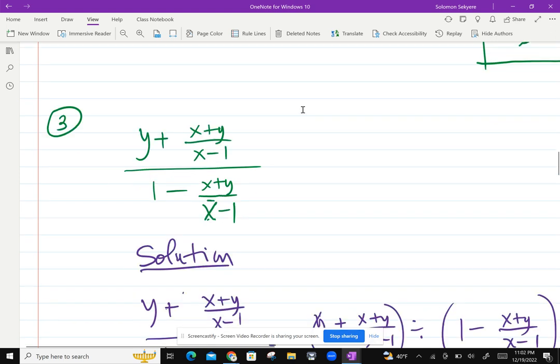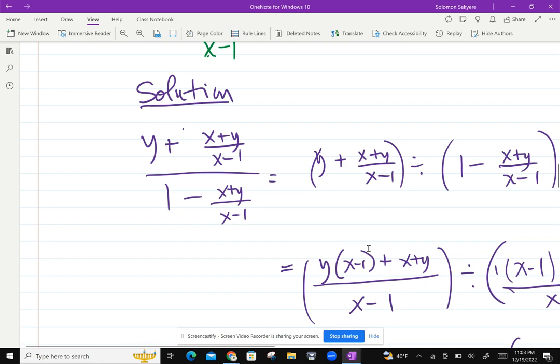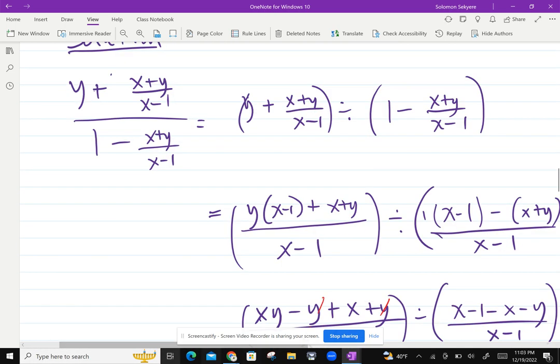Okay, here, this thing here, y plus x plus y over x minus 1. The same thing. It's like 1 plus 2/3. You take the denominator and multiply by this, and then you add that one. So that's what we're going to do. It's the same thing over and over. So now we go over here. We rewrite it. Okay, what do we get?